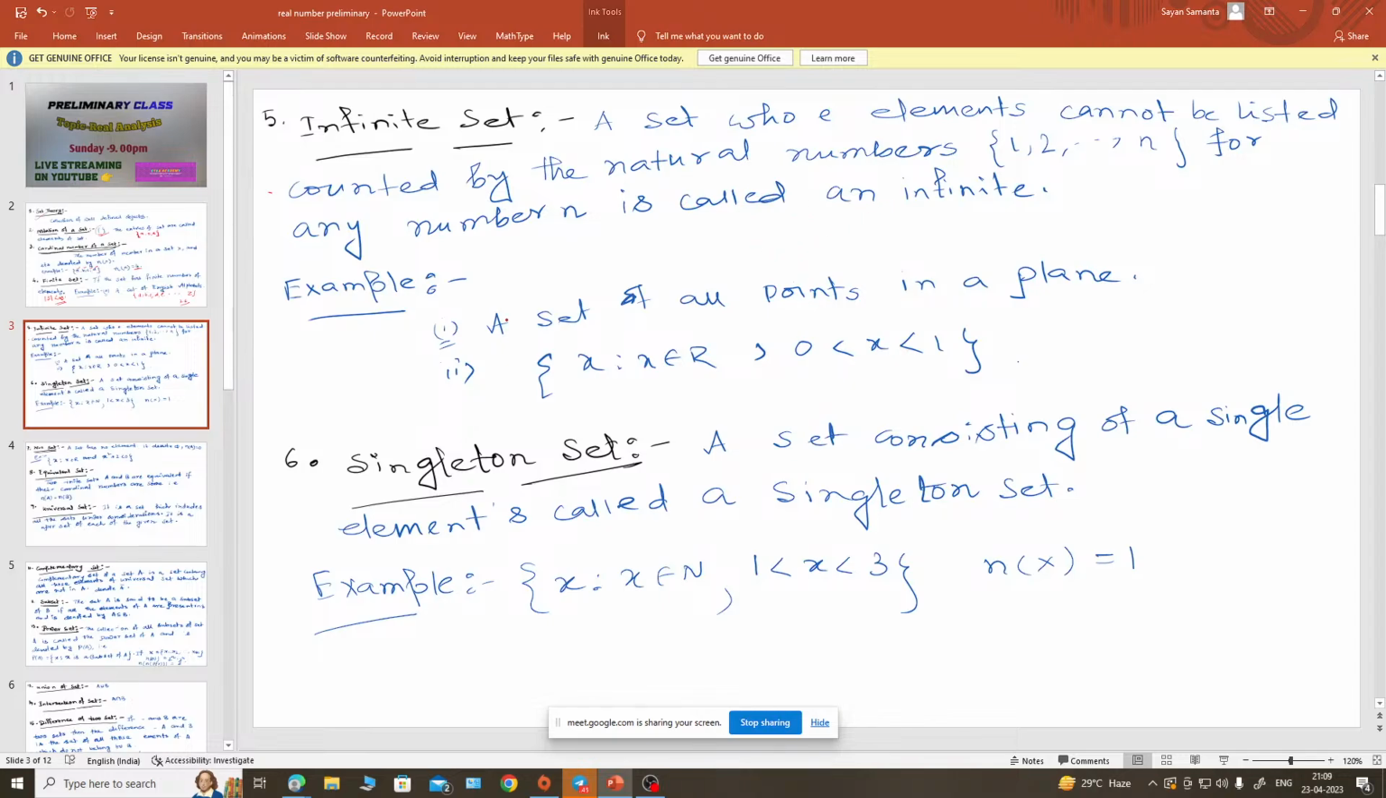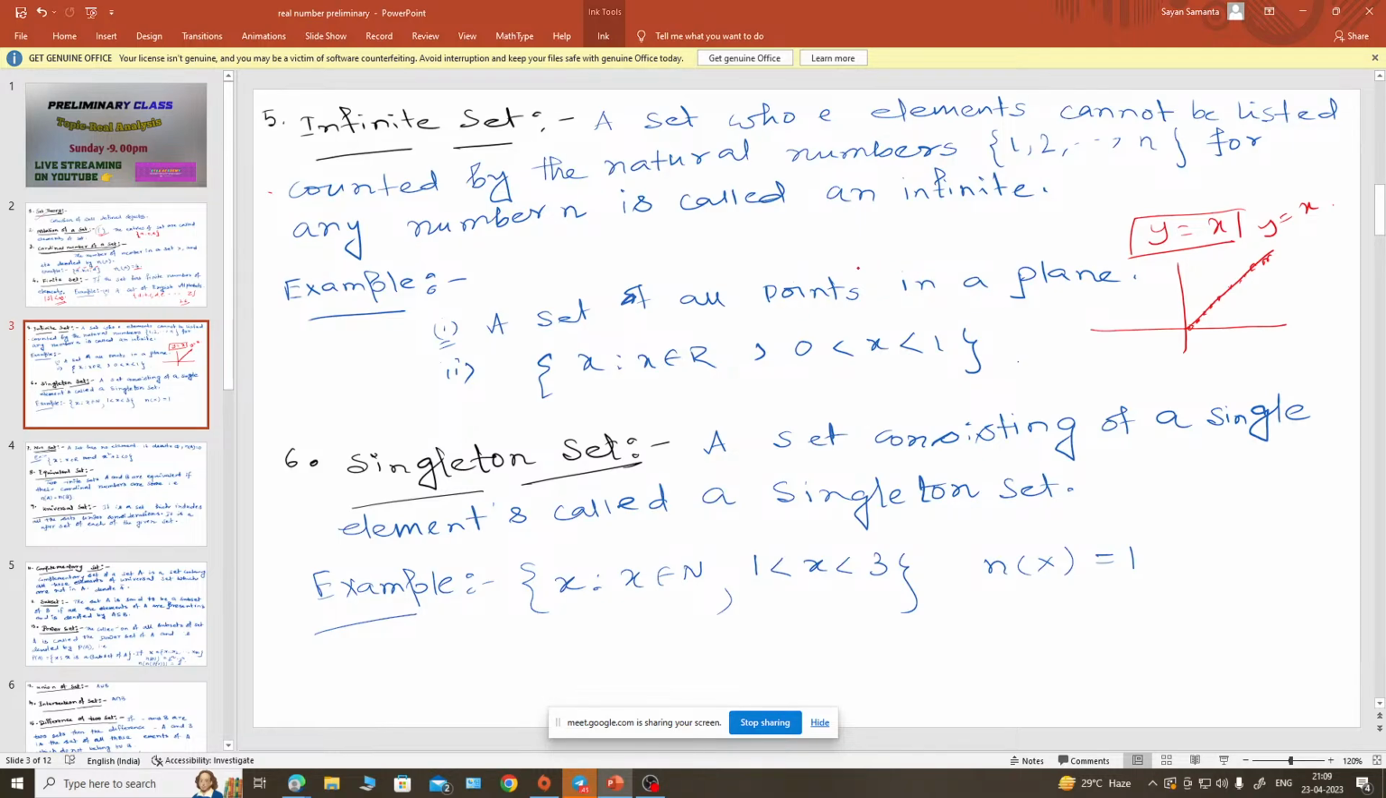For example, the set of all points in a plane. Basically y equals x is a straight line equation. So if we draw this straight line, y equals x, clear? Here an infinite number of points exist. So this is an infinite set, a set of all points in a plane.